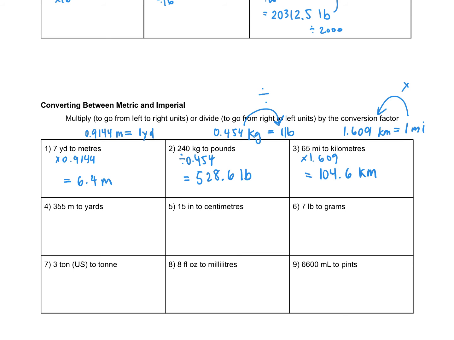All right, I want you to try the next row on your own. So pause the video, try it out, and then come back. So number 4, 5, and 6. Then come back to check your work.